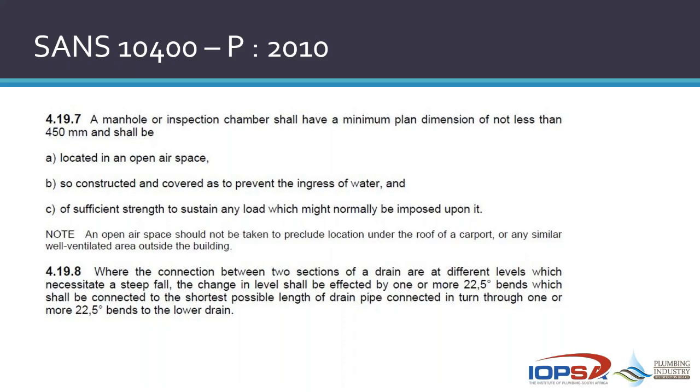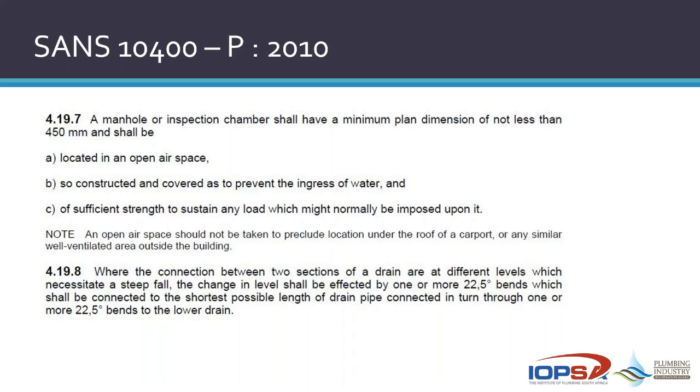This note that was stuck in here is with regards to plan approvals. An open air space should not be taken to preclude location under the roof of a carport or any similar well-ventilated area outside the building. The guys doing maintenance would have run into this regularly. You get to the older houses, they all had these stoop areas at the back, 1.5 meters, 2 meters wide, and all the plumbing was under there. It ended up in a manhole.